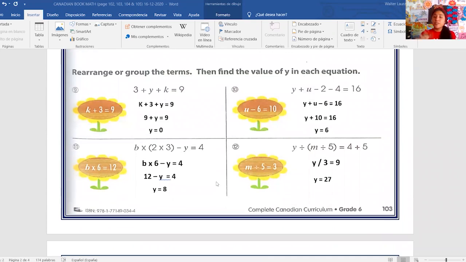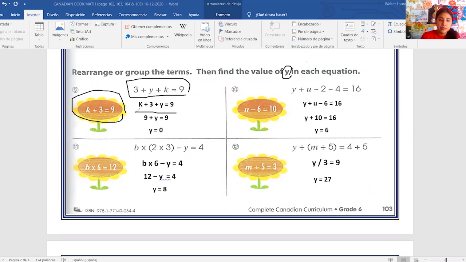It says, rearrange or group the terms, then find the value of Y. So here we are going to find the value of Y, not the X anymore, okay? In each equation, it says 3 plus y plus x equals 9. Okay, miss, this one we need to rearrange in order to have a similarity and to replace. Yes. In this case, we are going to rearrange here: x plus 3 plus y equals 9.